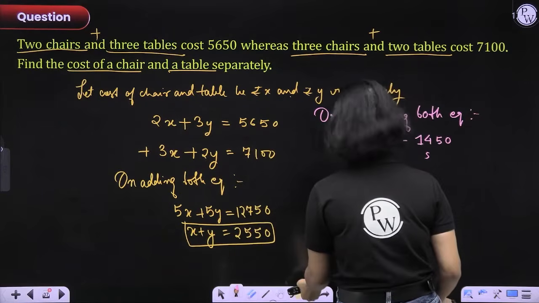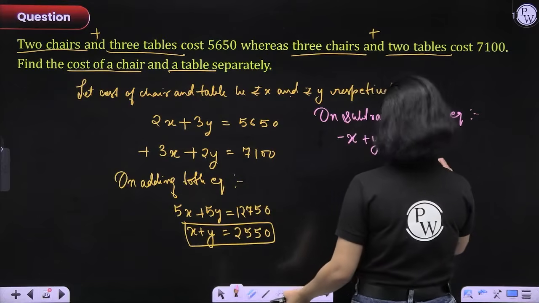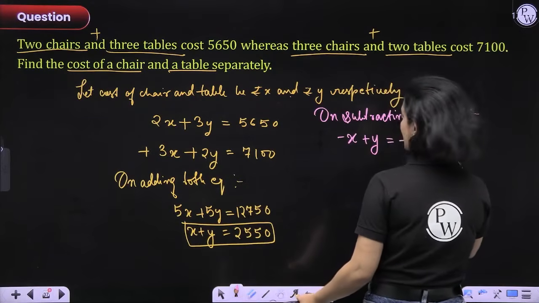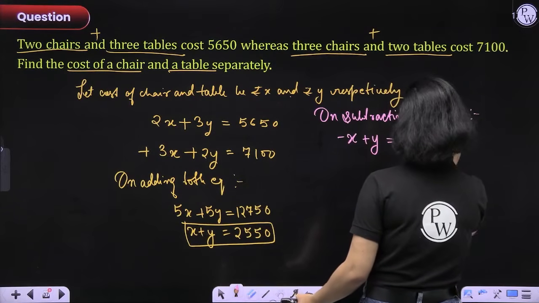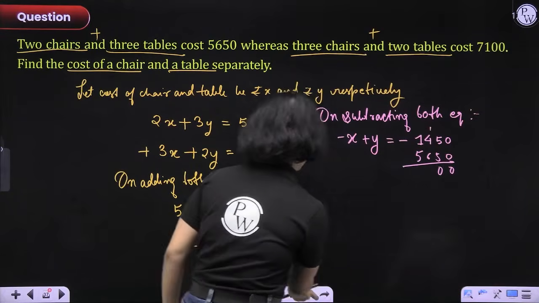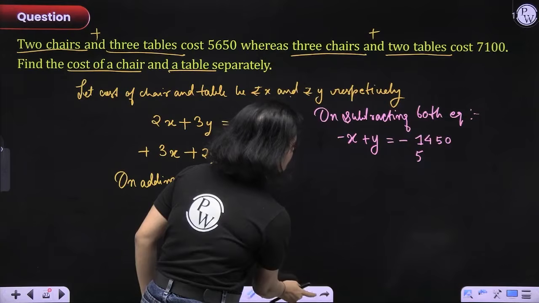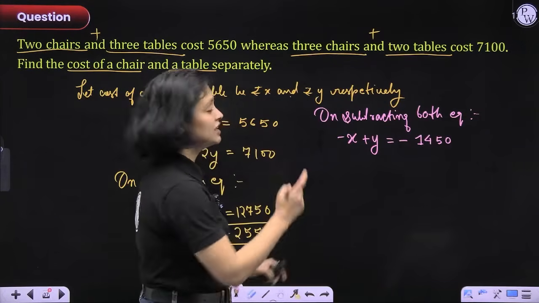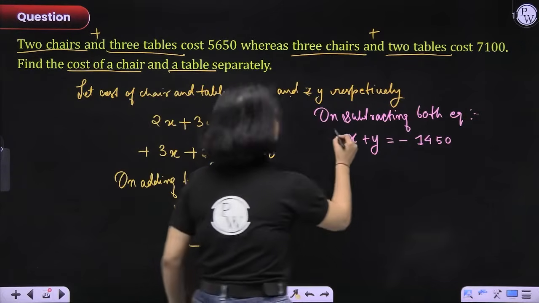Wait, I'm sorry, people. 5650, if we add, what do you get? 0, 1. Okay, this is correct. Okay, everyone, no problem. So yes, what do we get on subtraction? Minus 1450. Now this is another equation.